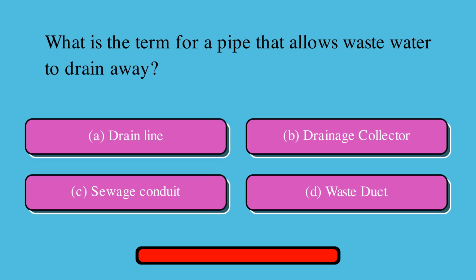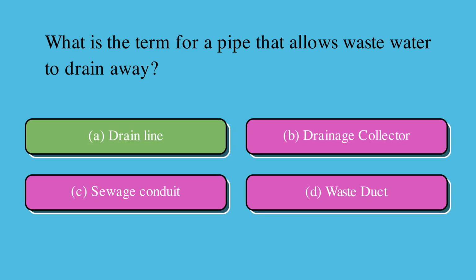What is the term for a pipe that allows wastewater to drain away? Is it A, drain line, or B, drainage collector, or C, sewage conduit, or D, waste duct? The correct answer is A, drain line.